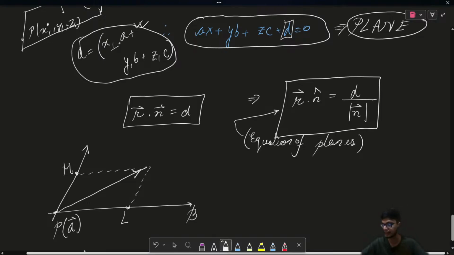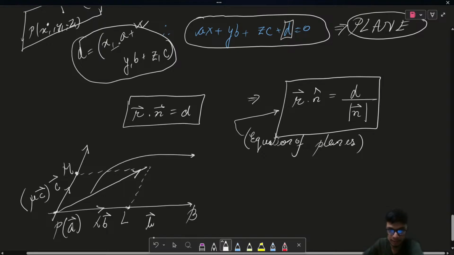And M is over here, and let us say this particular vector denotes the C vector and this particular vector is denoted by B vector, right? So in this way I can write the PL vector as some lambda times of B vector and PM vector as mu times of C vector, right? So with this formulation I can write this particular vector, let us call it as Q.